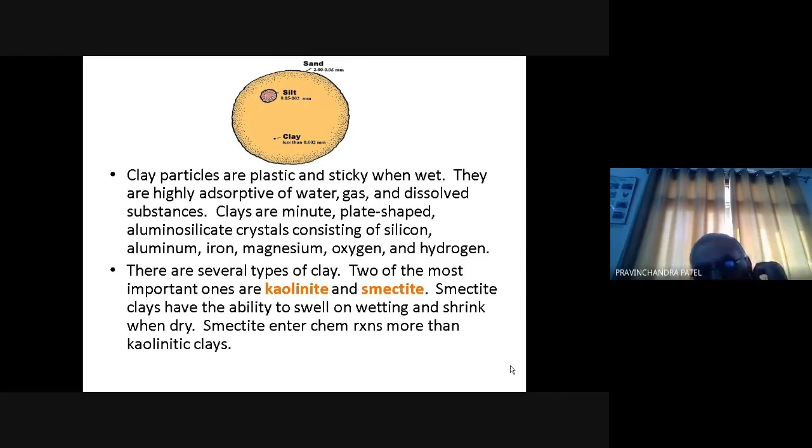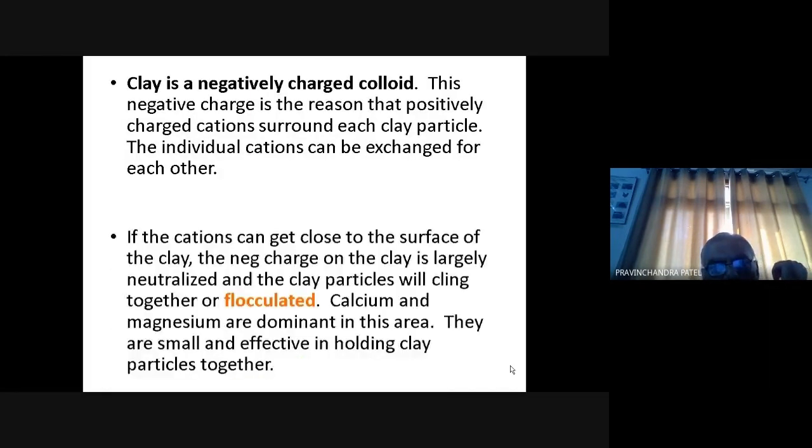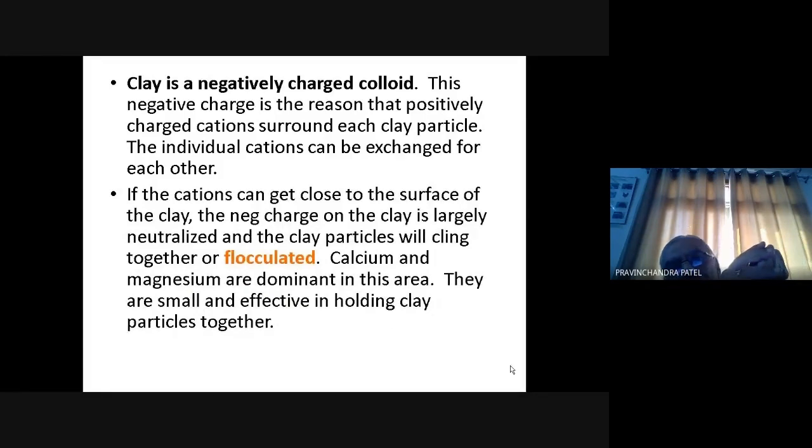Smectite adsorbs chemicals more than kaolinite clays. Then clay is a negatively charged colloid. So clay always has a negative charge and it is colloidal. Because of this negative charge, positively charged cations surround each clay particle. So you know that there is a negative charge on the clay particle, and around it you will find positively charged cations on each clay particle.